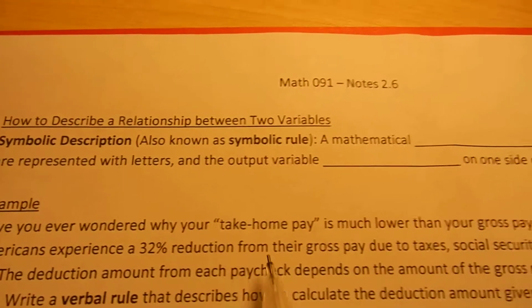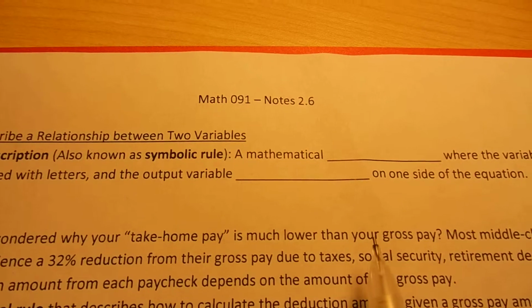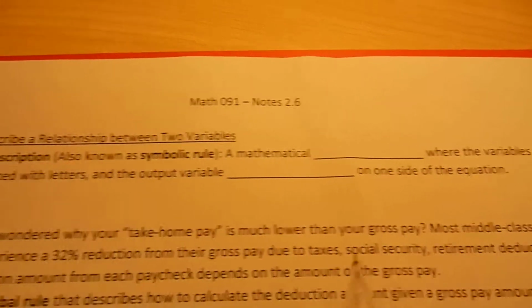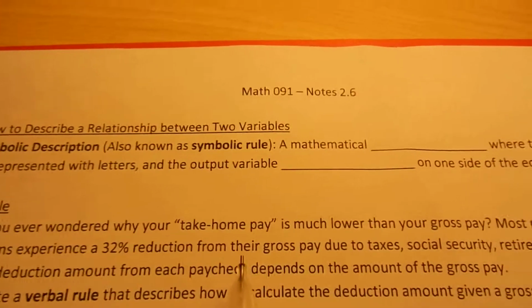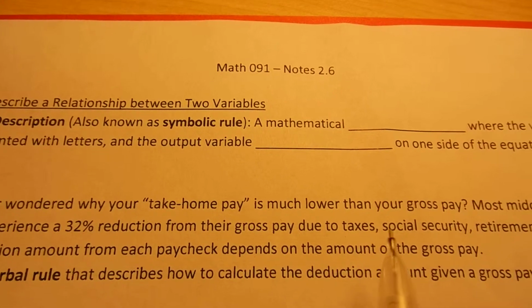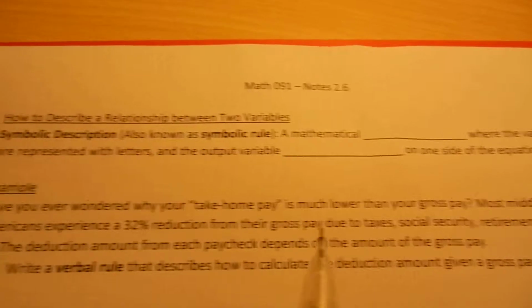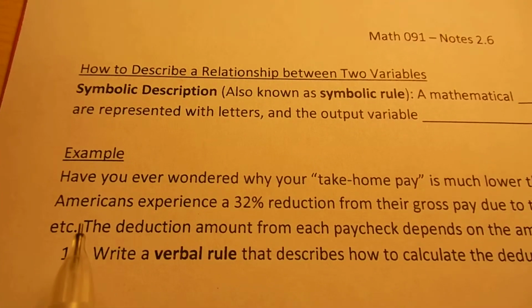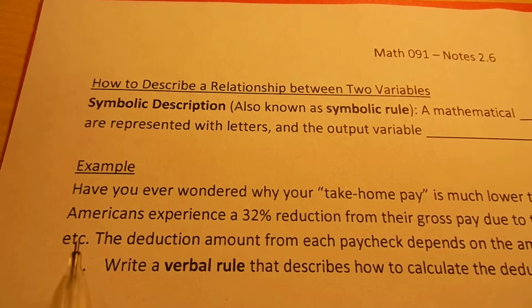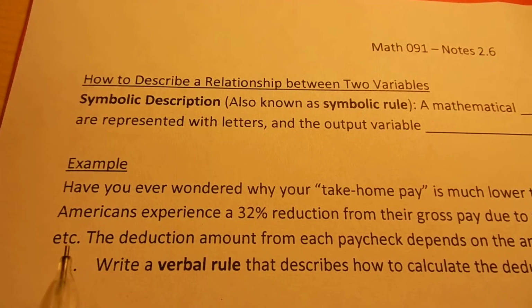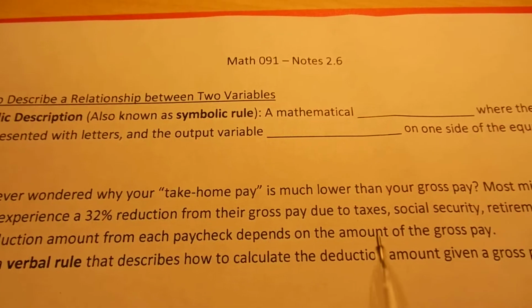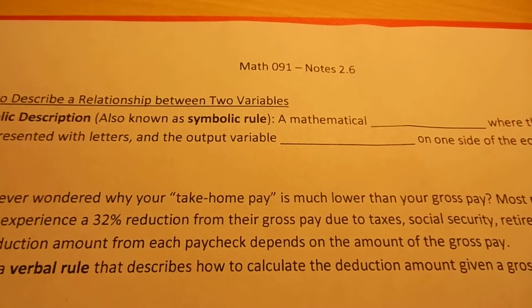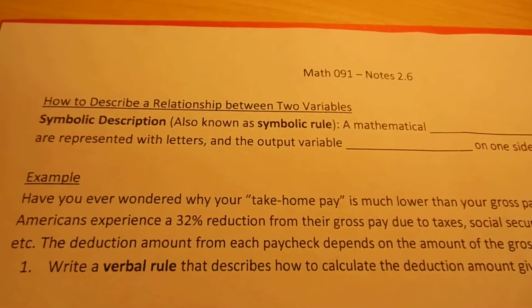Have you ever wondered why your take-home pay is much lower than your gross pay? Most middle-class Americans experience a 32% reduction from their gross pay due to taxes, Social Security, retirement deductions, and other stuff. So you may verify that on your next paycheck, but the deduction amount from each paycheck depends on the amount of the gross pay of that paycheck.